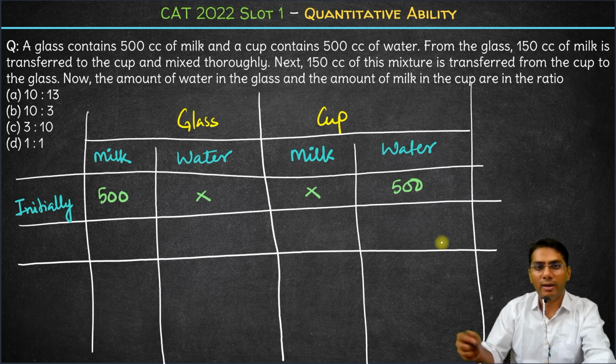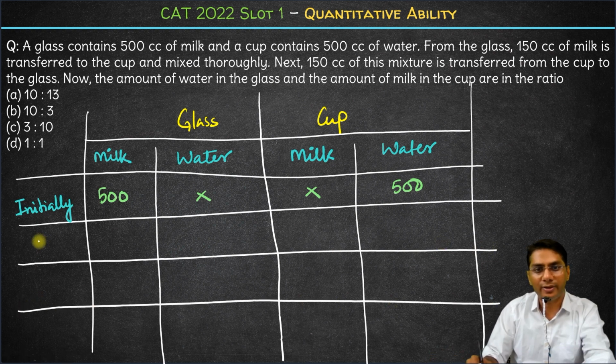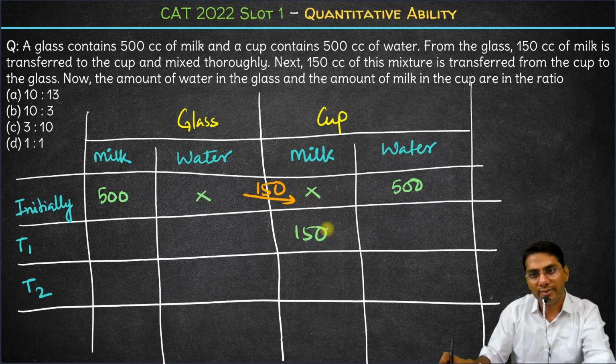So let's calculate the quantities remaining after each transfer, after transfer 1 and after transfer 2. In the first transfer, 150 cc is being transferred from the glass to the cup. Since there was only milk here initially, only milk will be transferred. So this 150 cc will be full milk. We'll have 150 cc milk in the cup, water will be 500. Here in the glass, water will be 0, and the milk remaining will be 500 minus 150, which is 350.